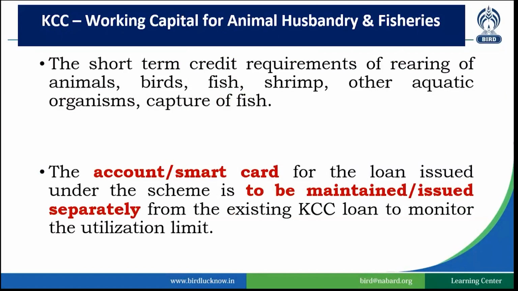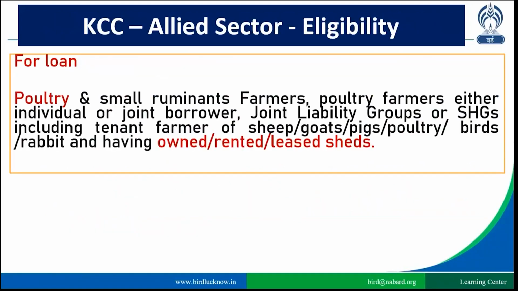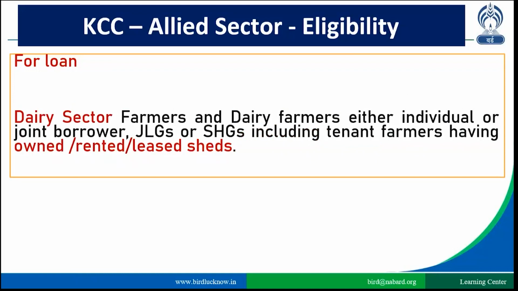Now, eligibility for animal husbandry and fisheries. The rule is that first of all, for poultry and small ruminant farmers, poultry farmers, all joint borrowers, joint liability groups, self-help groups, tenant farmers, all are eligible, but they should have an owned or rented or leased shed. Because when somebody is financing the working capital, because Kisan Credit Card is a type of working capital, they should have their own or rented or leased sheds, in which they will be keeping the poultry or the small ruminants, and the bank will provide this KCC under animal husbandry. For the dairy sector, again, an own or rented or leased shed is required.